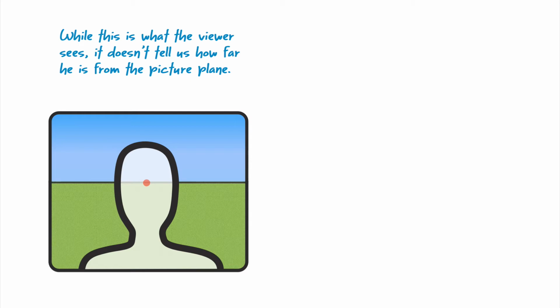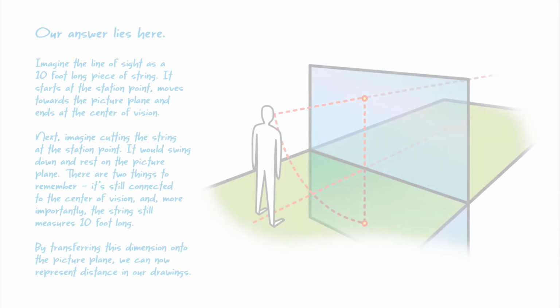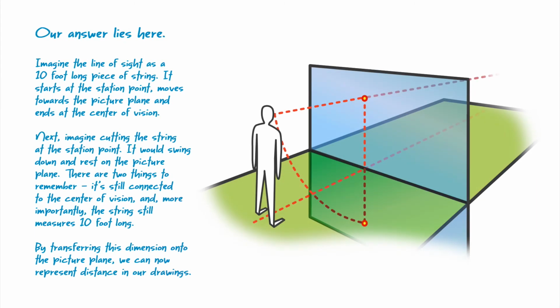There's just one thing missing. There's nothing that tells us how far he is from the picture plane. While we can get a better idea of how far away he is from the picture plane by looking at things from above, we lose the ability to show height. This problem is solved in a really smart way.